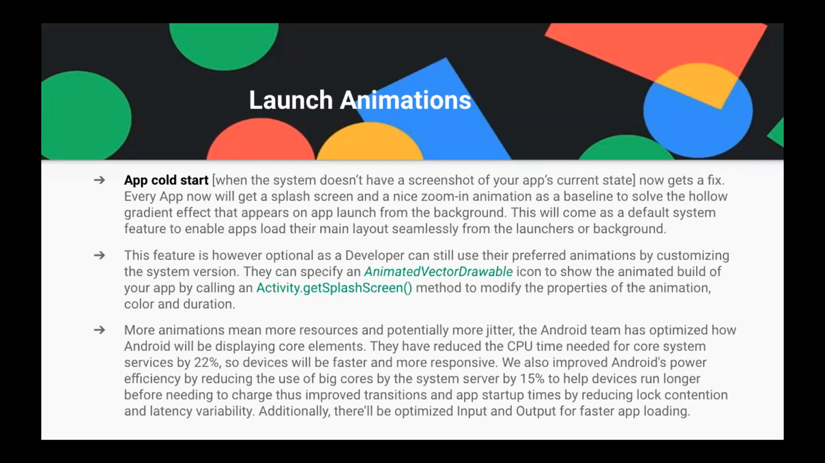A hollow gradient effect appears on app launch from the background. Now this one will enable your app to load whatever is happening in the background, with these zoom in animations and splash screen. So it will come default to enable the app to load the main layout seamlessly from launchers and in the background.